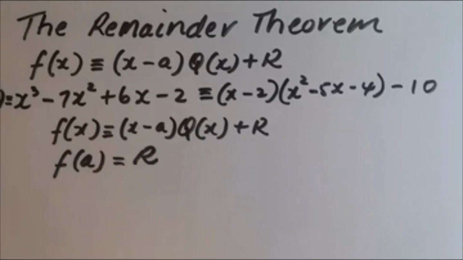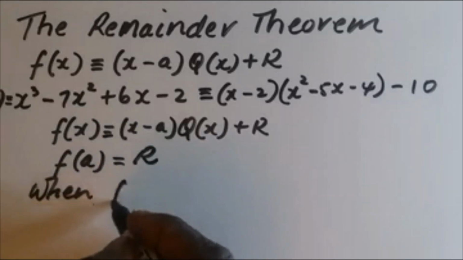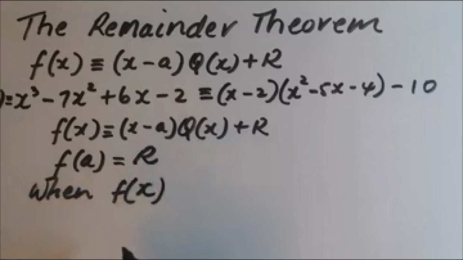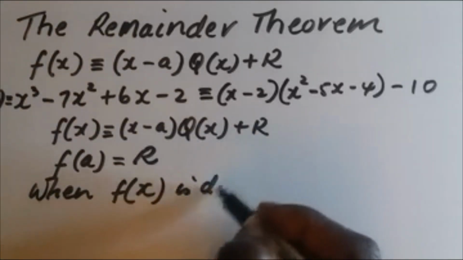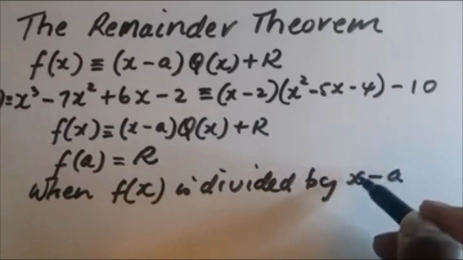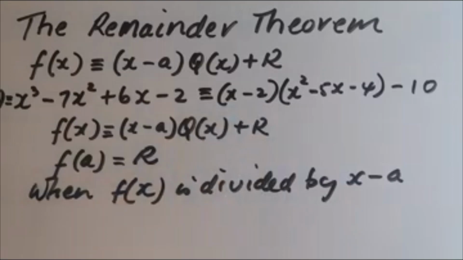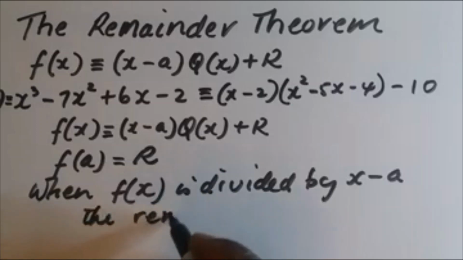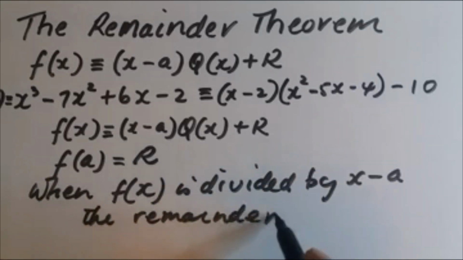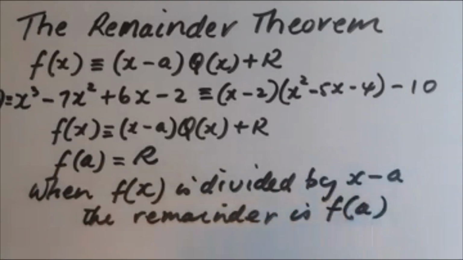Now this result is known as the remainder theorem. So it states that when f of x is divided by x minus a, that's the linear function, in this case it was x minus 2, the remainder is f of a.